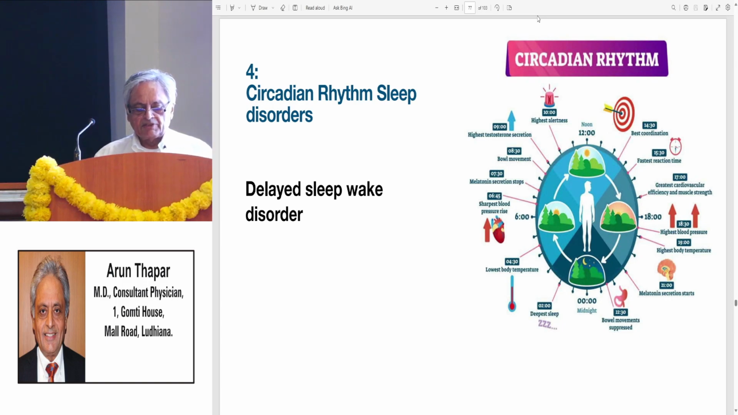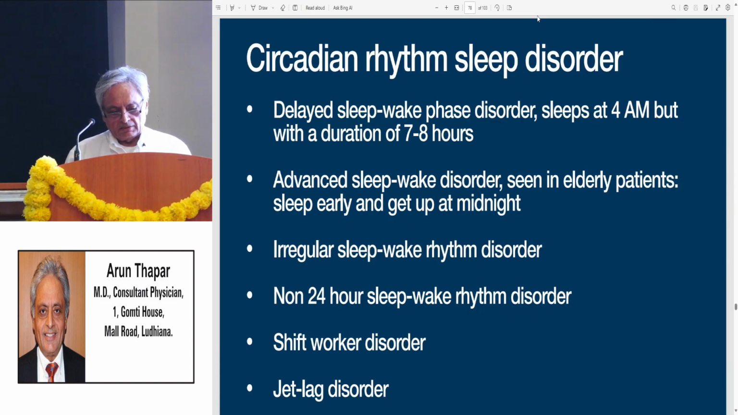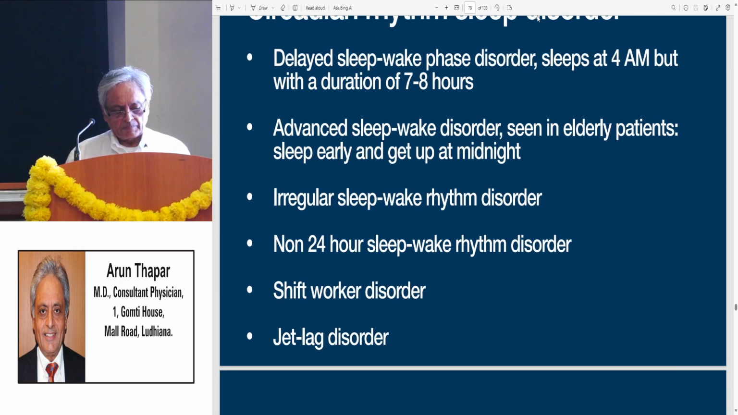Fourth is circadian rhythm sleep disorders or delayed sleep-wake disorders. In the circadian rhythm sleep disorders, you have delayed sleep-wake phase disorder. The person sleeps around 4 a.m., but the duration is maintained, so he sleeps for 7 to 8 hours. He doesn't get up around 6 or 7 or 8. Now, advanced sleep-wake disorder is seen in elderly patients. They sleep early and get up early.